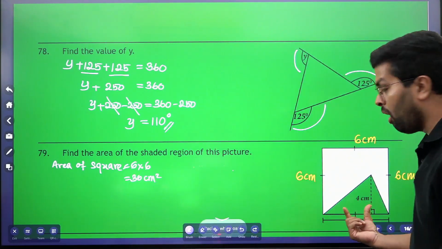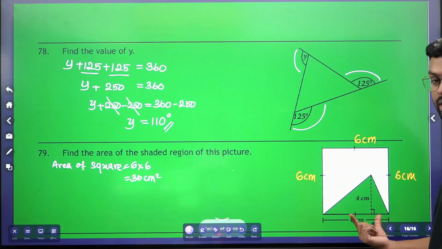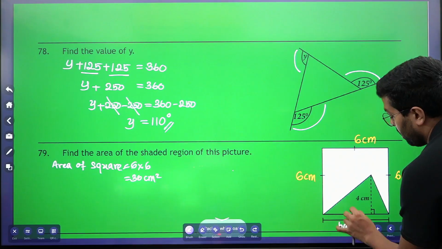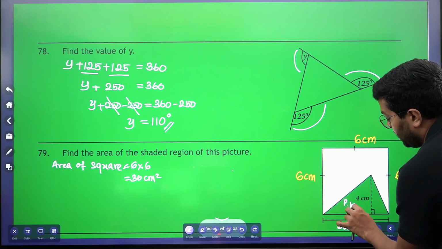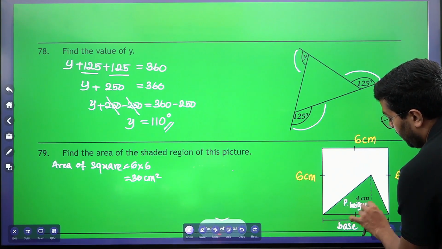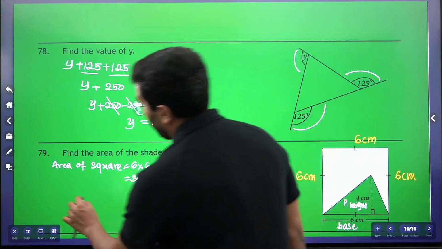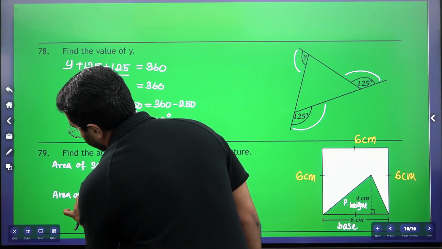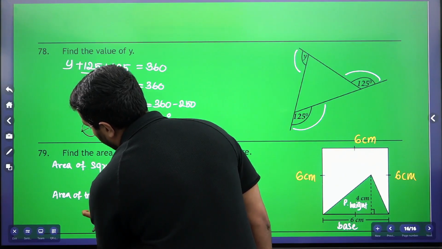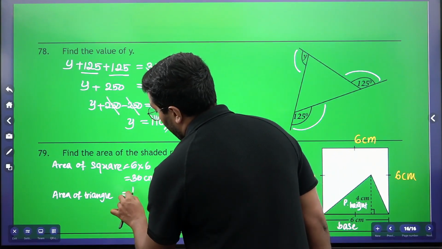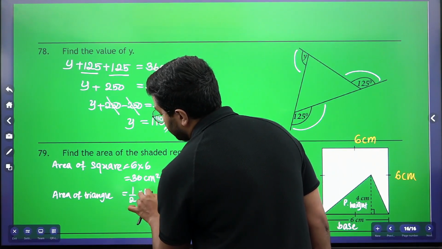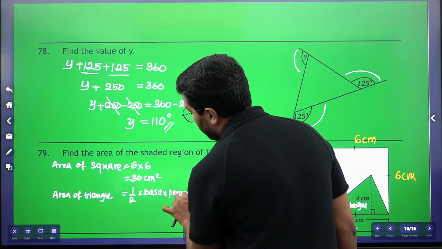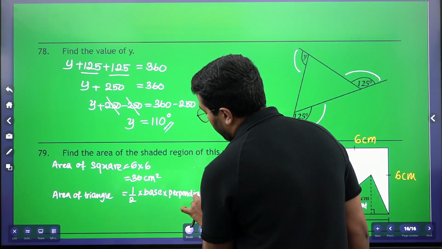Now I hope you know how to find the area of this triangle. So the base is 6 centimeters, the perpendicular height is 4 centimeters. Area of triangle is half times base times perpendicular height. This is the equation we use.